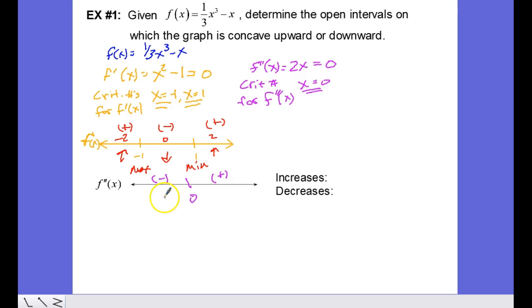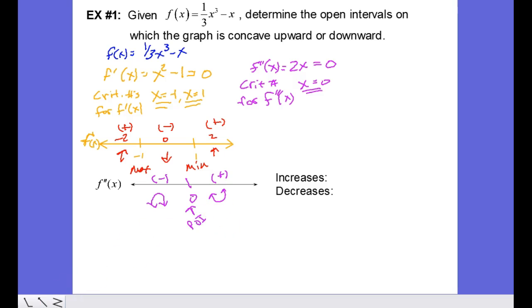What does that mean? Well, concavity. So negative means concave down, and positive means concave up. And that means, since the concavity just changed, that my critical value 0 is a point of inflection.